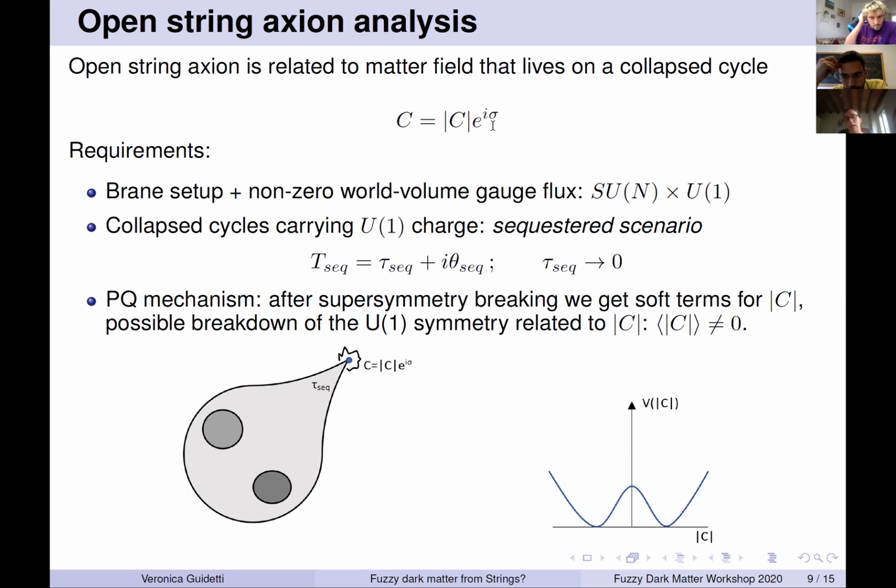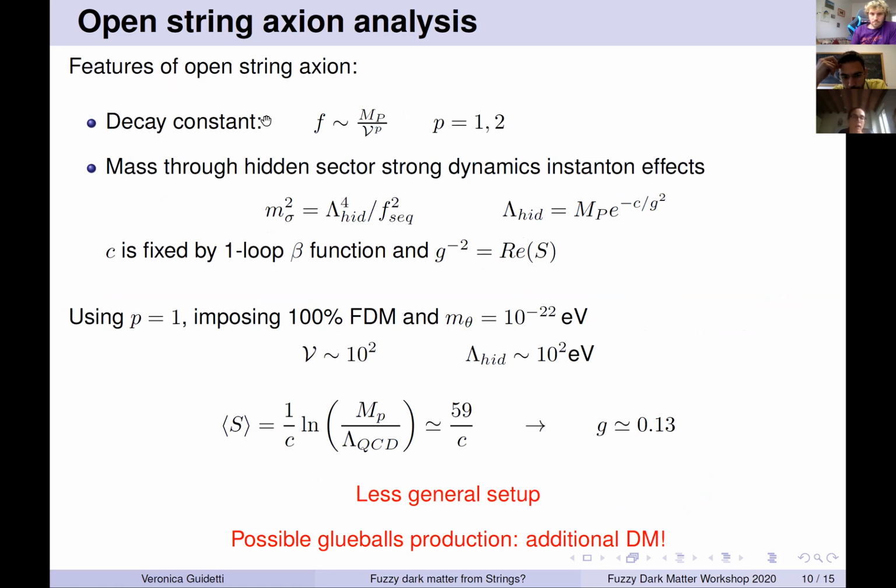And what are the features that may characterize this kind of axions? Well, this kind of axions usually have a decay constant which scales like inverse powers of the overall volume. And they can get a mass through hidden sector strong dynamics, or in particular, the form of their mass will be this one, and the QCD scale of the hidden sector will scale like this, where C is fixed by the one loop beta function, and g is g_s actually, so it is related to the dilaton vacuum expectation value.